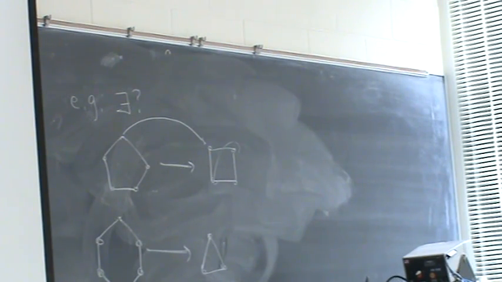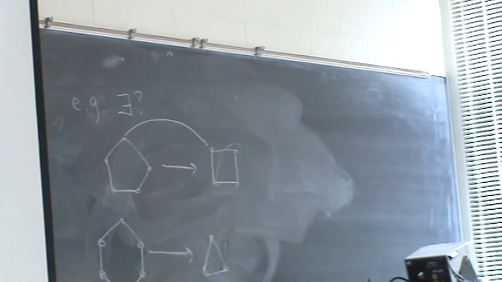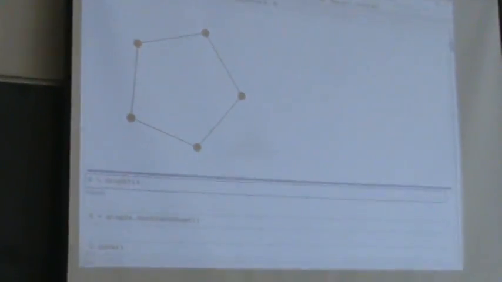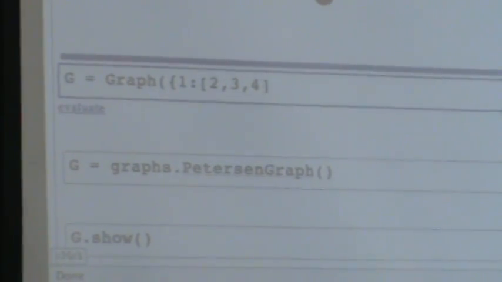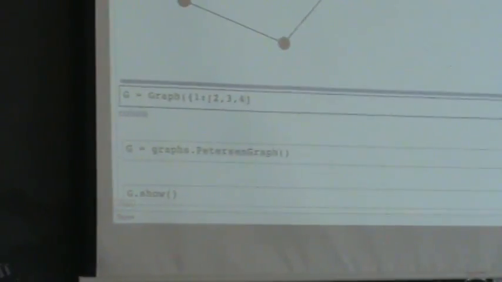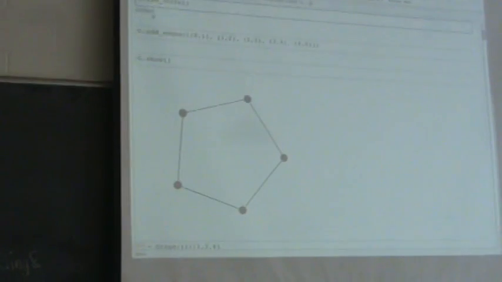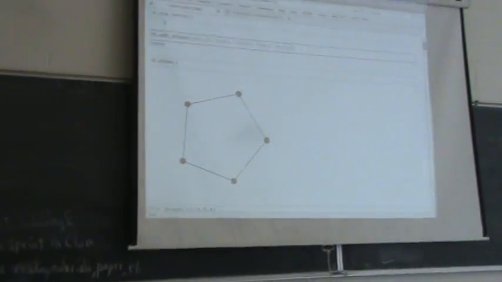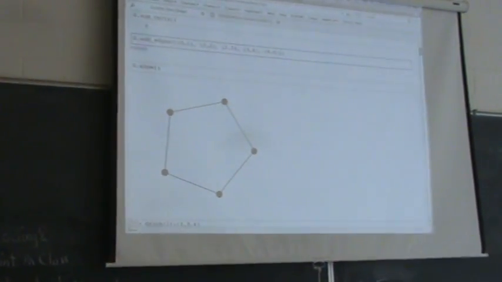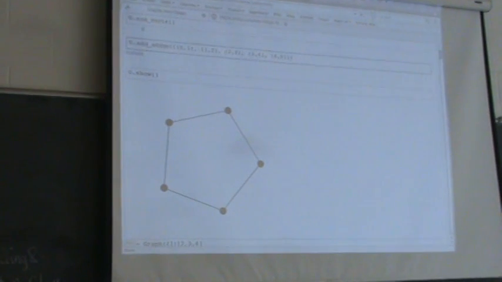Another simple way of constructing a graph is to take a dictionary. So when I type 1 goes to the list 2, 3, 4, you haven't already added vertices, right? So by implication, the vertices are in there? Exactly. So when you add an edge, it actually considers the edge and the two vertices if they're not there.